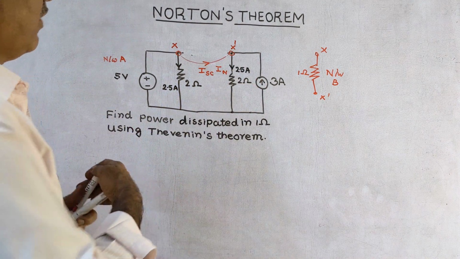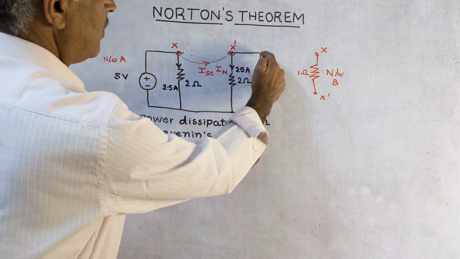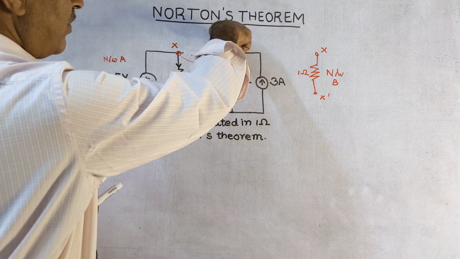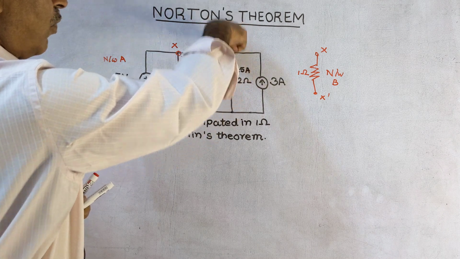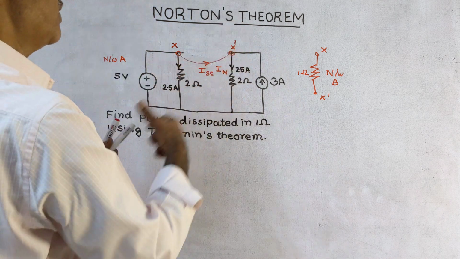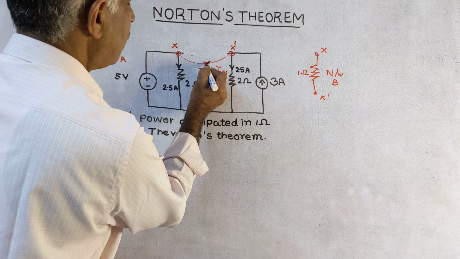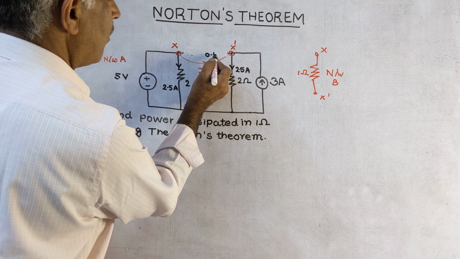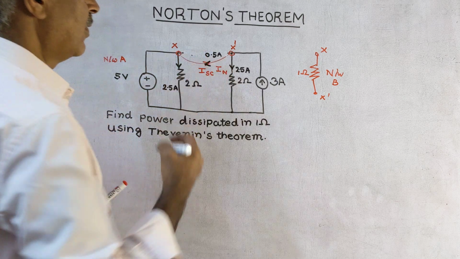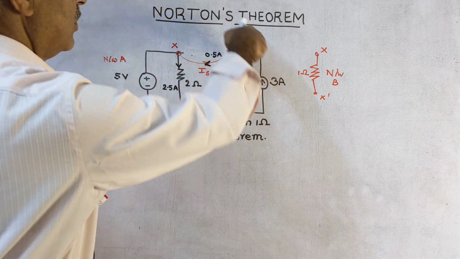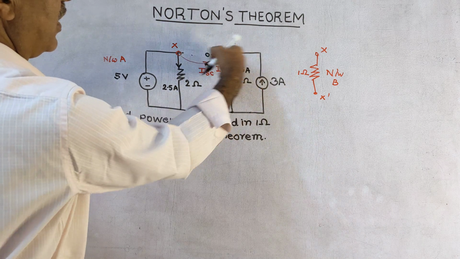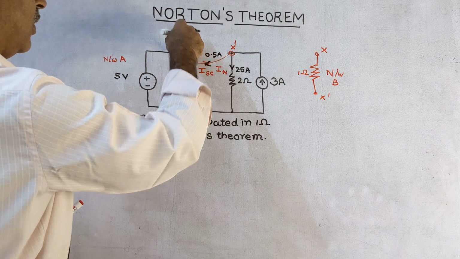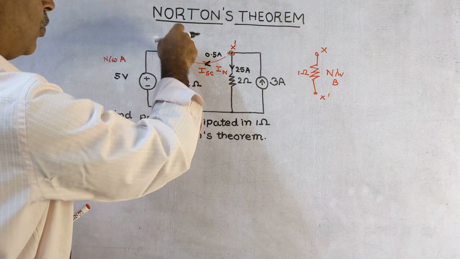Now, I can find short circuit current. Now, this is 3 amperes. 3 amperes is flowing here. So, out of 3 amperes, 2.5 is flowing like this. Therefore, what about the short circuit current? The short circuit current is in the opposite direction and its value is 0.5 amperes. So 3 amperes, 2.5 amperes means the remaining current has to be 0.5.